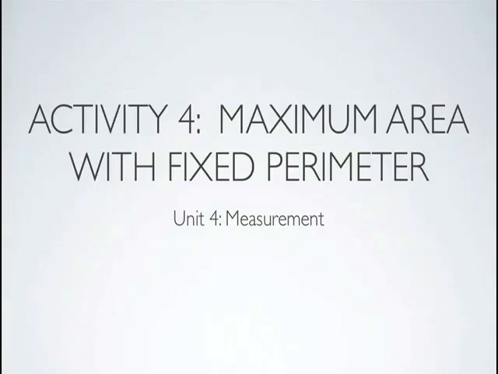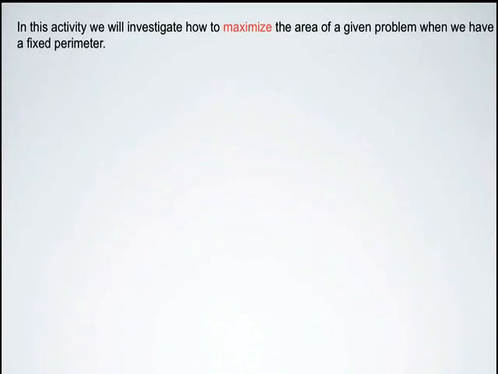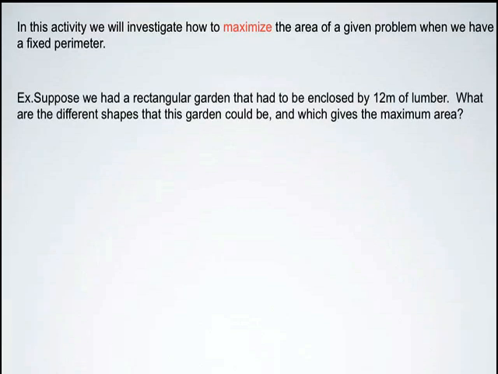This activity deals with the maximum area with a fixed perimeter, and it's part of the Unit 4 measurement unit. In this activity, we will investigate how to maximize the area of a given problem when we have a fixed perimeter. So let's suppose we had a rectangular garden that had to be enclosed by 12 meters of lumber.